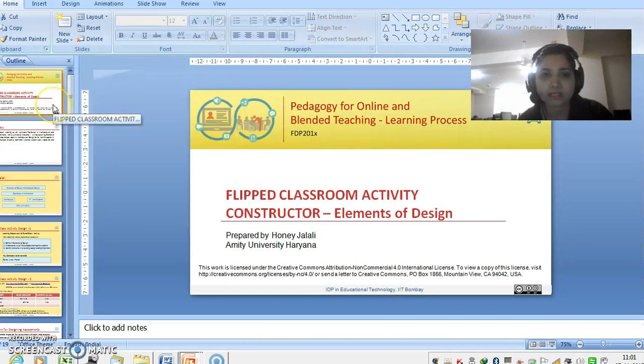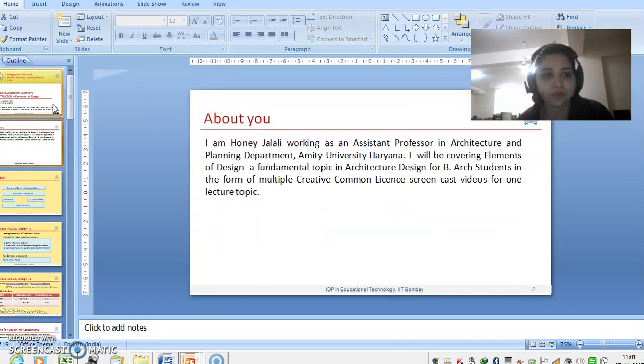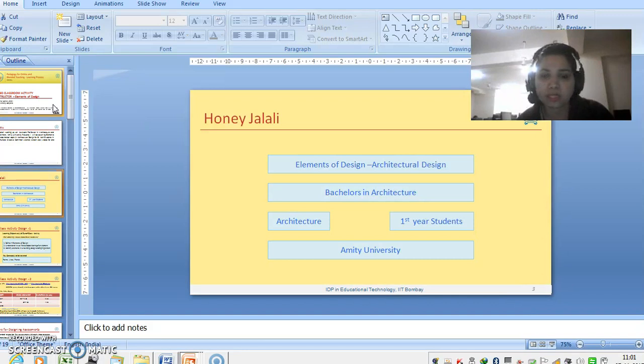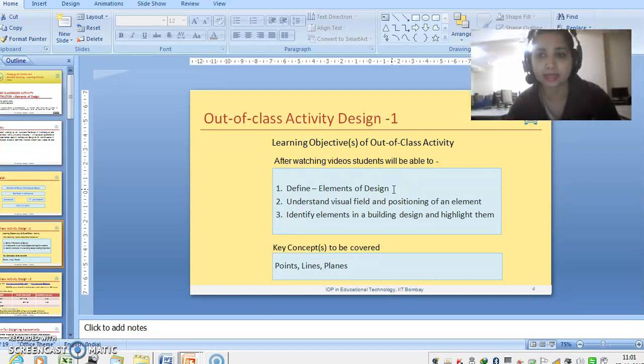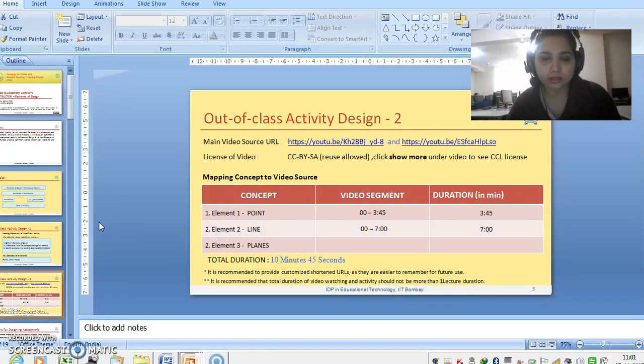We can actually see the flipped classroom activity, which is based on the same topic, for the first year students. The objectives will be defining elements of design, understanding visual field and positioning of an element, identifying elements in a building design and highlighting them. So basically the concepts covered are points, lines and planes, and these are the links to the videos and segments.